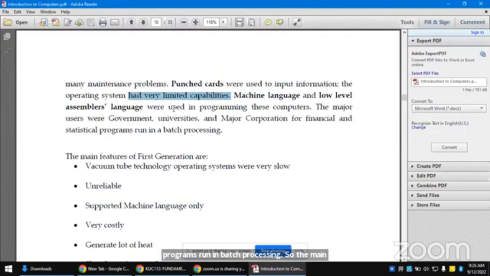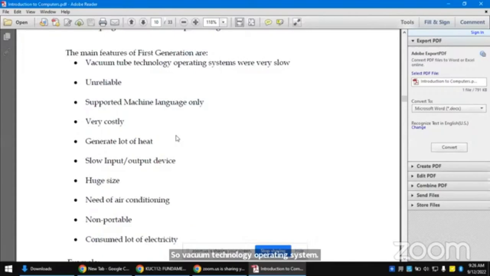So the main features of the first generation are the following. It is of keen interest to you as a student to know that this generation had the following features or characteristics. We have vacuum tube technology, then operating systems were very slow. They were unreliable and supported machine language only. Machine language means zeros and ones. So when you talk about machine language, we're just talking about zeros and ones. You can imagine if things are just written as zeros and ones on a whole page, understanding was also a problem.